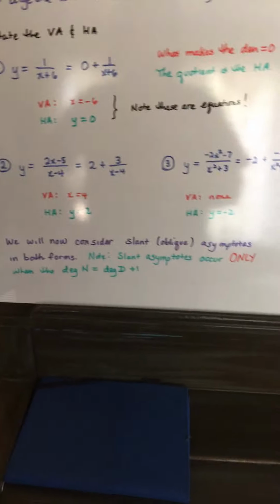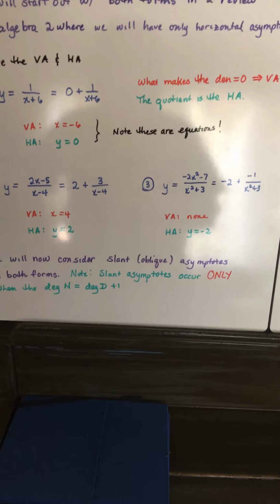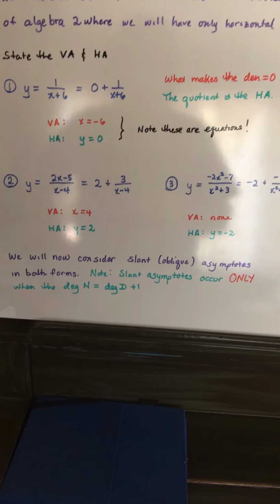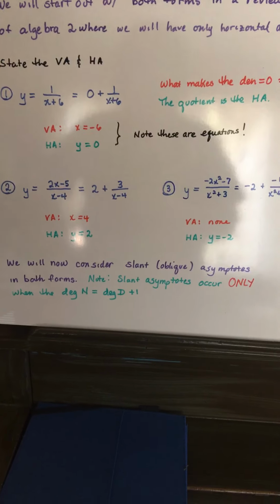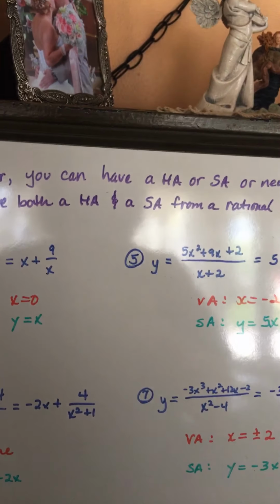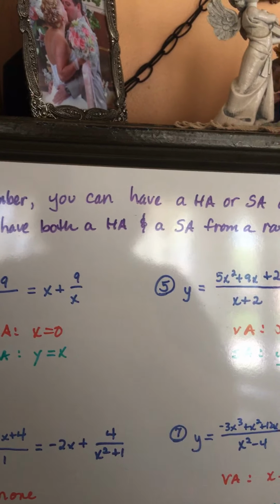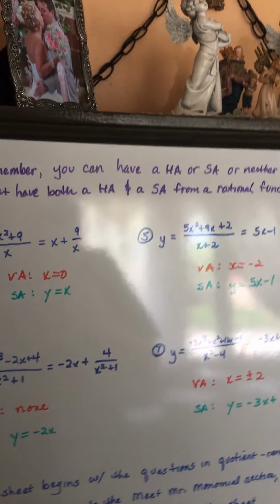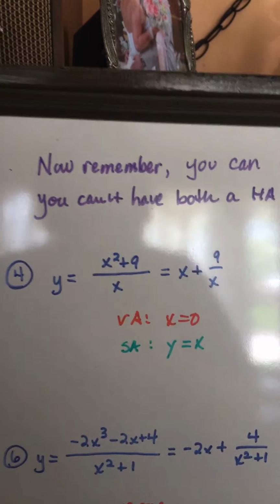All right. So now we're going to consider slant or oblique asymptotes in both forms. Note, slant asymptotes only occur when the degree of the numerator is 1 more than the degree of the denominator. Now remember, you can either have a horizontal or a slant asymptote or neither, but you cannot have a horizontal and a slant asymptote in the same rational function. Now I could give you a piecewise function where we could do that, but we're not going to, so chill.